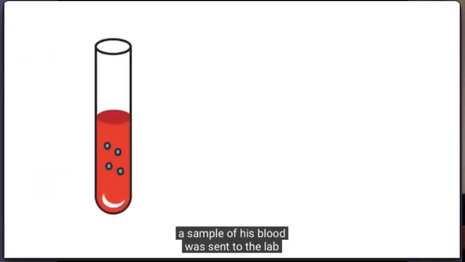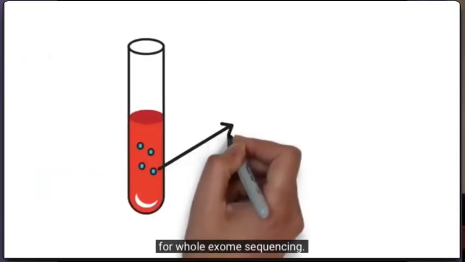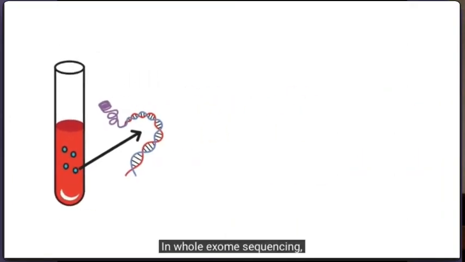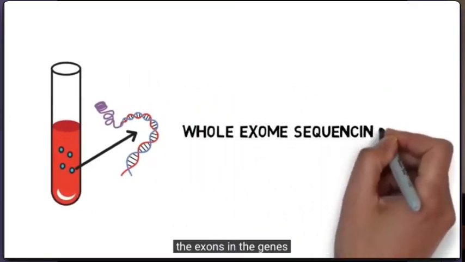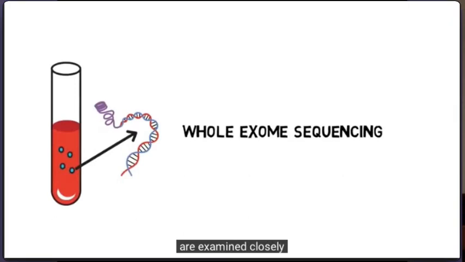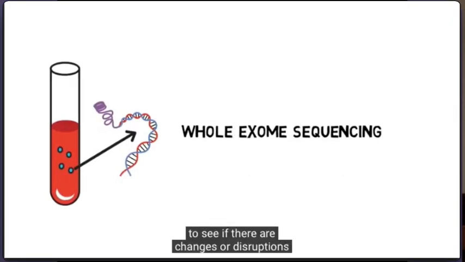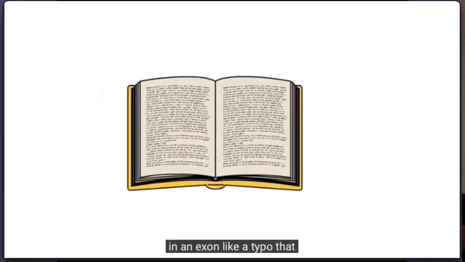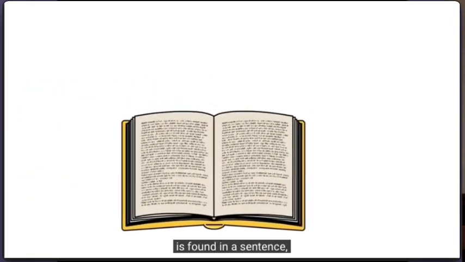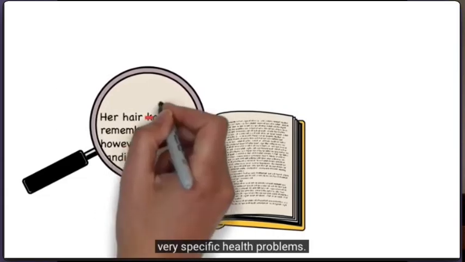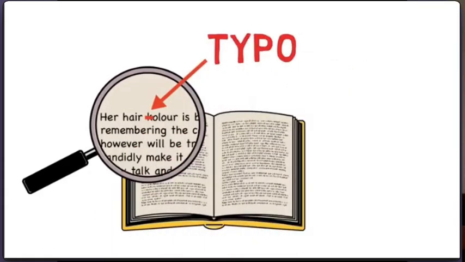Because Jimmy's family agreed to have him tested, a sample of his blood was sent to the lab for whole exome sequencing. In whole exome sequencing, the exons in the genes are examined closely to see if there are changes or disruptions in the information. A change or mutation in an exon, like a typo that is found in a sentence, may cause a person very specific health problems.